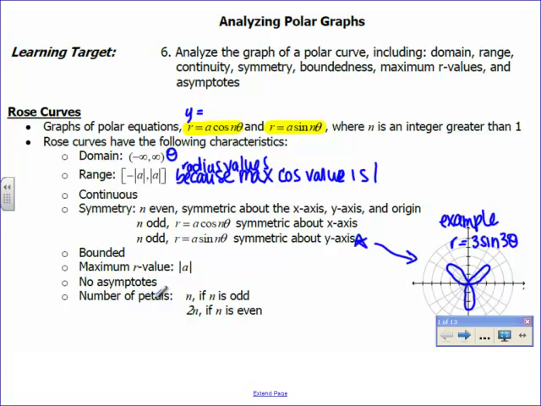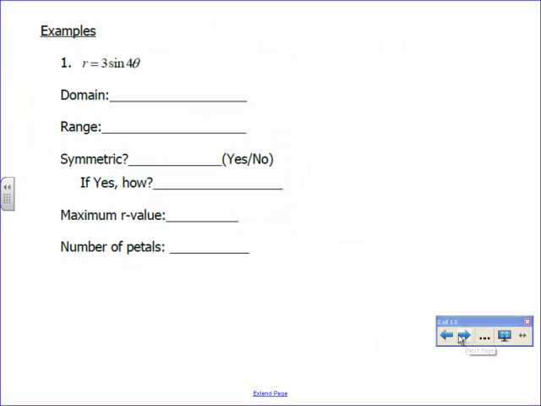The number of petals is also determined by n. So n does a few things. n determines symmetry, and it determines the number of petals in these Rose curves. If you have an odd number, like my example, the 3, then you will have n petals. So my 3 here is causing me to have 3 petals on this graph. If you have an even n, then you double it to get the number of petals, which we'll see an example of shortly.